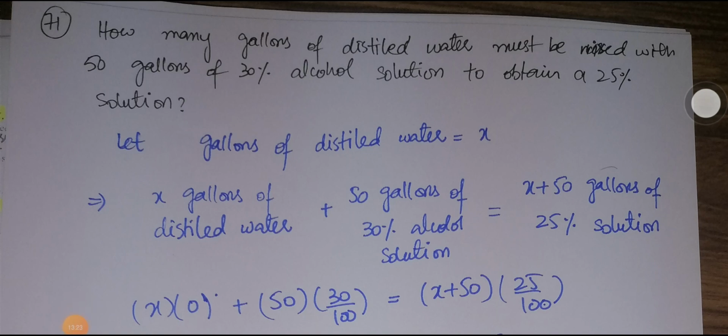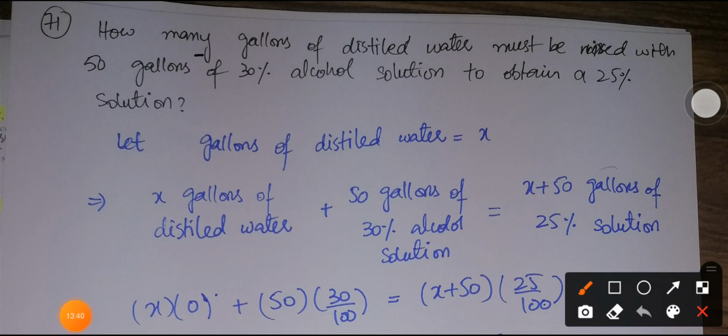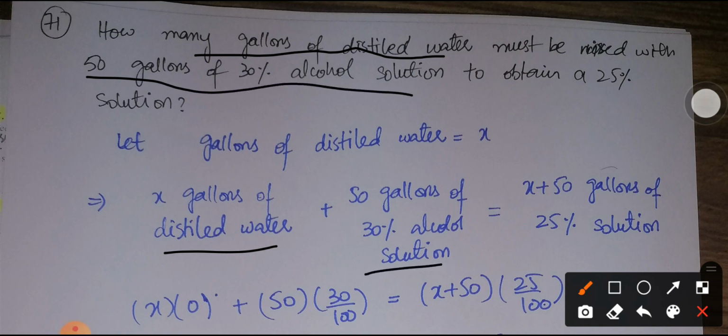Here we have question number 71. How many gallons of distilled water must be mixed with 50 gallons of 30% alcohol solution to obtain a 25% solution? So the unknown amount is taken to be x. So let's suppose that gallons of distilled water is x. And now what will be the statement? x gallons of distilled water are added to 50 gallons of 30% solution. So 50 gallons of 30% solution, and at the end we will get x plus 50 gallons of 25% solution.